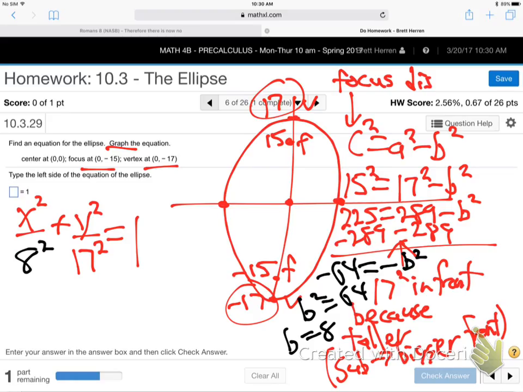Does that make sense how we did that? The trick was using the focus equation. And with subtraction, the order does matter. You've got to make sure you're putting the bigger one first. And for the bigger one, you can look at the picture and tell the bigger one is the up-down, which is the y.